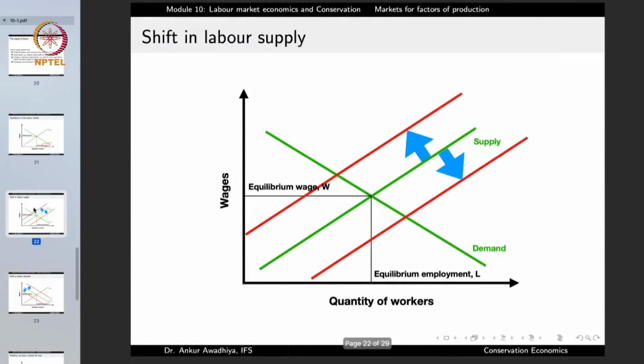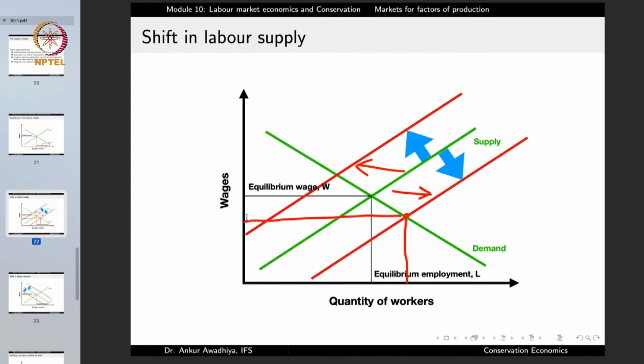Now, a shift in the labor supply is shown by these red curves. So if there is an increase in supply, it is shown by this shift to the right. If there is a decrease in supply, it is shown by this shift to the left. Now, if demand remains the same and we have an increased supply, this is the new equilibrium. So in this equilibrium, more laborers get employment, but the equilibrium wage rate is less.